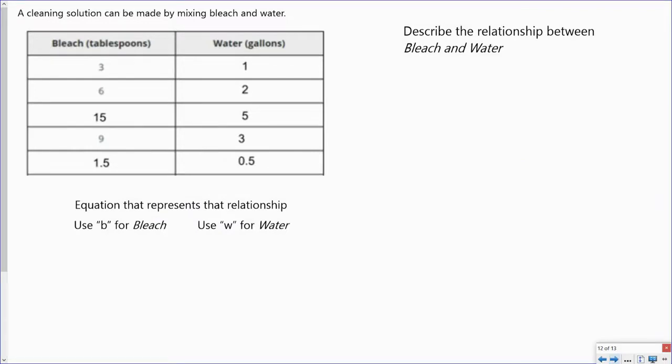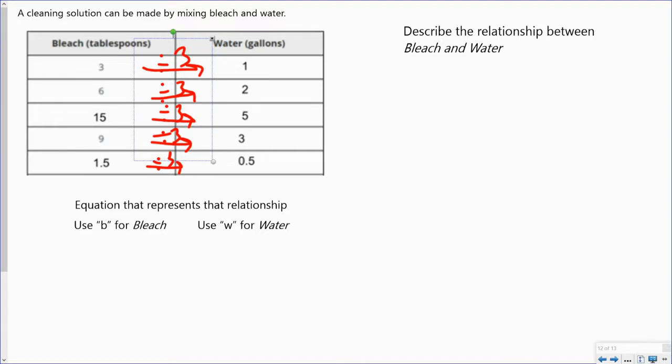Next one here is a cleaning solution. It can be made by mixing bleach and water. So again, I want to take a look at what my relationship is. So when I go here, I'm dividing by 3. Again, dividing by 3, dividing by 3, dividing by 3, and again, dividing by 3.